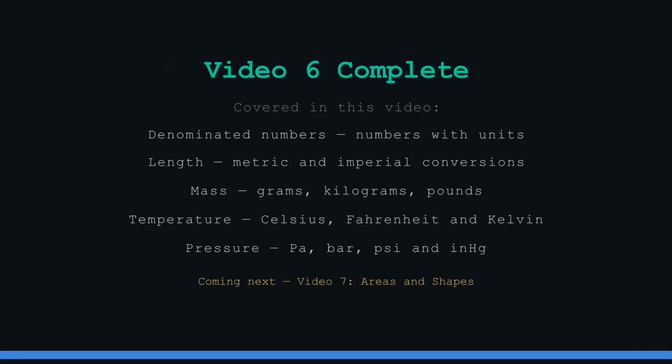That is video 6 complete. You can now convert between the key units used in aviation: length, mass, temperature, and pressure. Video 7 covers areas of all shapes with aviation examples.